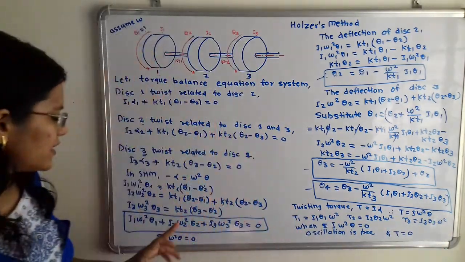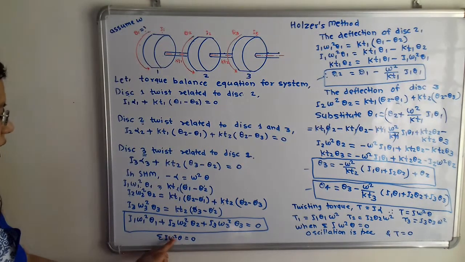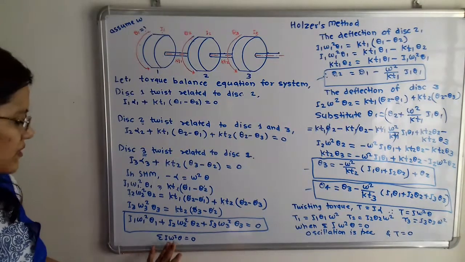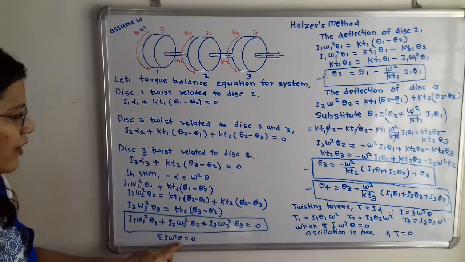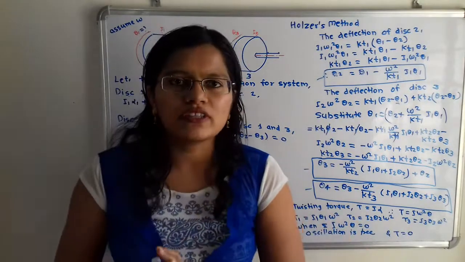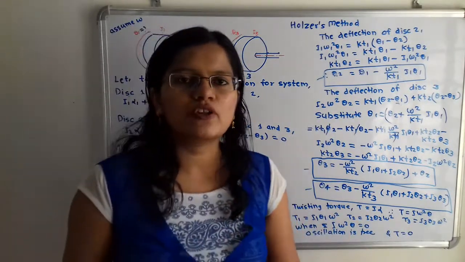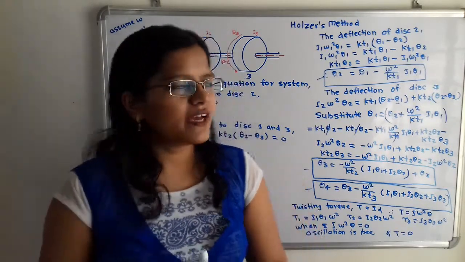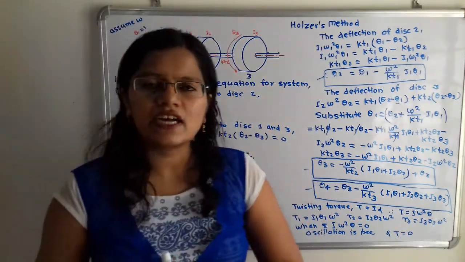But we have already seen that when the summation of I omega square theta is equal to 0, then what happens? Suppose this summation of I omega square theta, that is the right hand side, is 0, then the torque will also become 0 and the oscillation will be free oscillation. So in this way Holzer's method is completed.